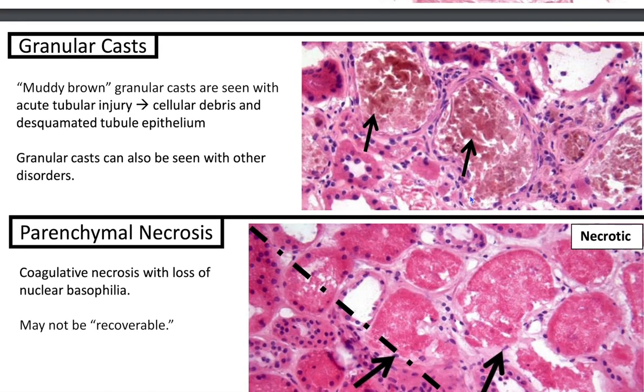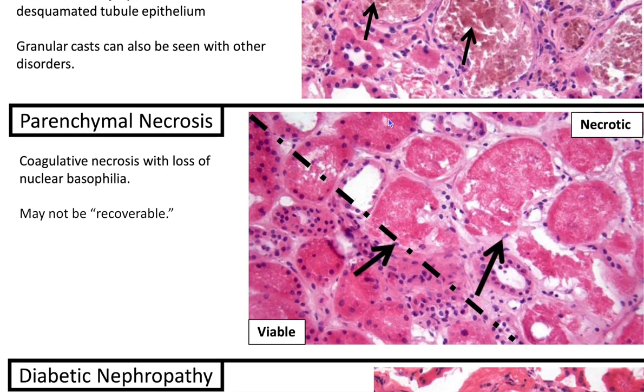Granular casts. These are muddy brown granular casts that are seen with acute tubular injury, and it's cellular debris and desquamated tubule epithelium. Granular casts can also be seen with other disorders. Parenchymal necrosis. You'll have coagulative necrosis with loss of nuclear basophilia. It may not be recoverable. So here's a good demarcation of that. Dr. Schaberg provides a viable kidney with this parenchymal necrosis. You can see here there are no nuclei here in contrast to here.